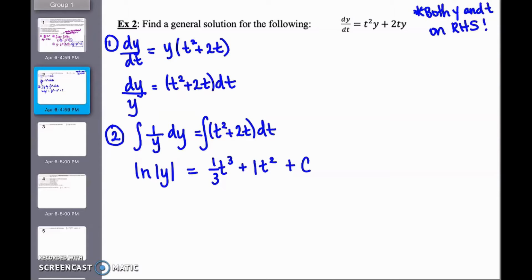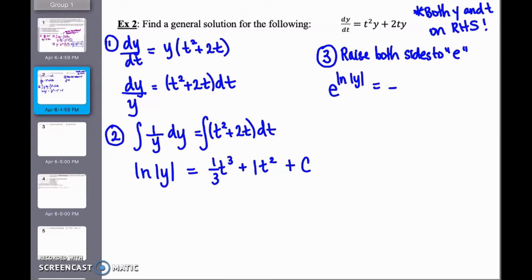Now step 3, I have to solve for y. Okay, my y is stuck inside of a natural log right now, so the only way to get that y out is going to be to raise both sides to the base of e, right? So when I rewrite this, it's going to look like e to the power of ln|y| equals e to the power of 1/3 t cubed plus t squared plus c, and that's all in the exponent over there. So now the left-hand side, the e and the natural log just cancel each other out. Remember, those just undo each other. So we end up with the absolute value of y is equal to e to the 1/3 t cubed plus t squared plus c.